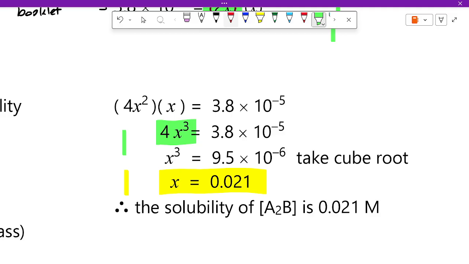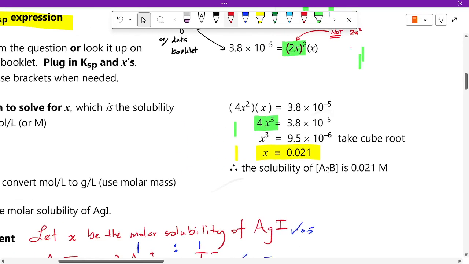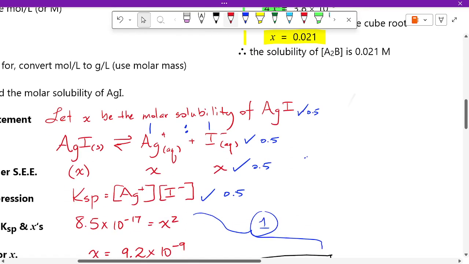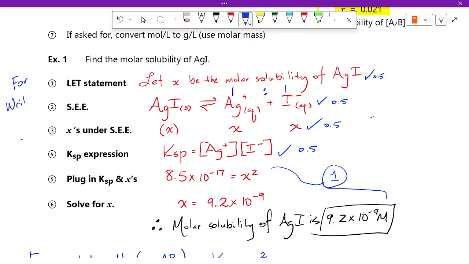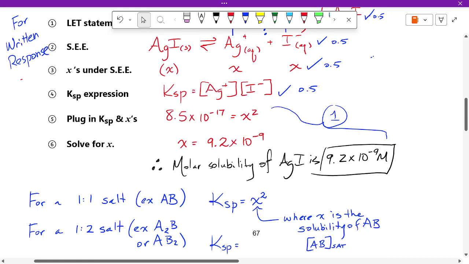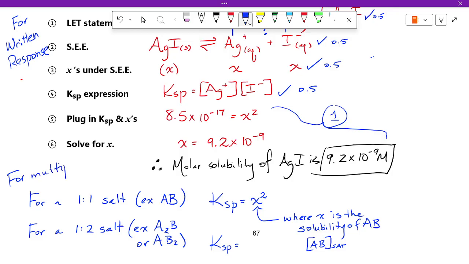Don't just do that on written response, though. In the written response, show everything. Yes? So this here is for written response. And this one here, these are for multiple choice.